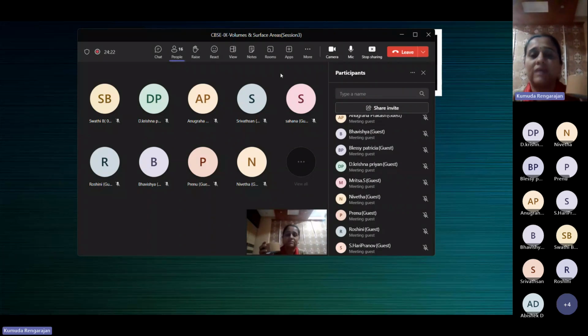Okay, next, total surface area. Total surface area is like you want to paint this all over. Everywhere you want to paint this. So what are the surfaces available to be painted? The inner CSA has to be painted, and the outer CSA.